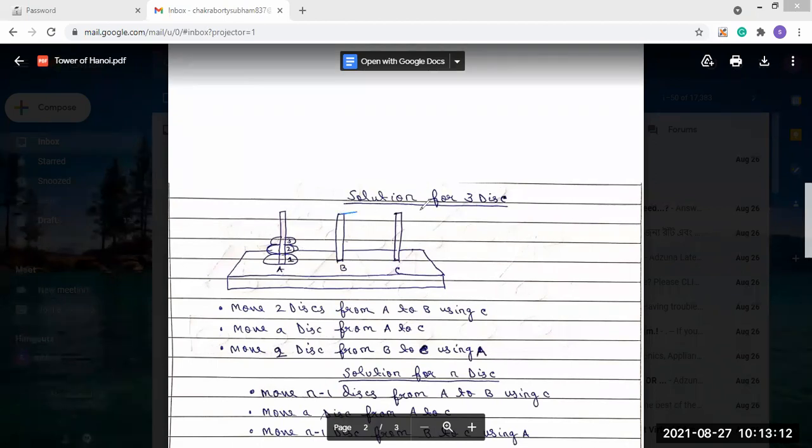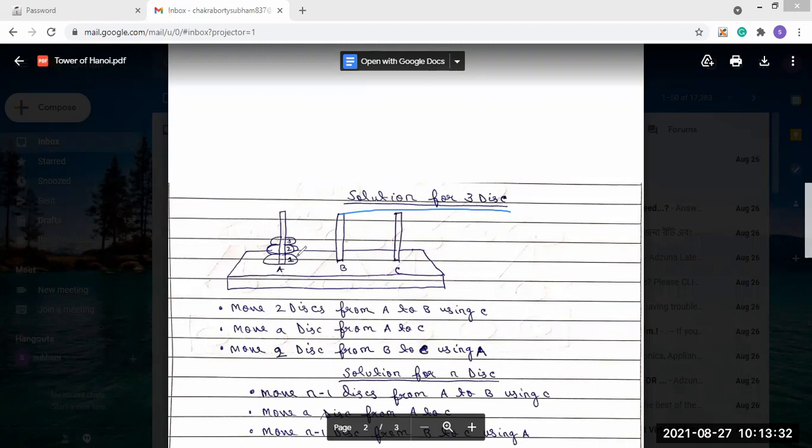Now we will see the solution for three disks. The three disks will be present in our source tower. Now in which way will they be placed? The larger disk will be placed first.